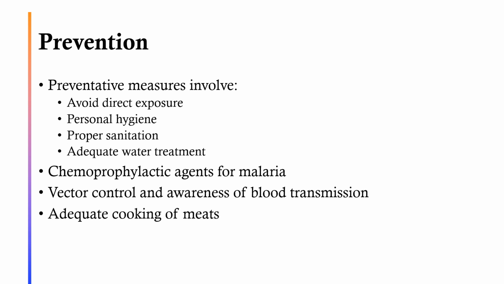If we're talking about some blood parasites, there are chemoprophylactic agents, especially for malaria. So if you are planning on traveling to an area that is endemic for malaria, a lot of the time they will give you these prophylactic agents so that you do not contract malaria. We also want to control various vectors, so controlling mosquitoes and ticks, so we're not transmitting it from these vectors to the blood. And then lastly, adequate cooking of meats and various food types. We can also make sure that we are eliminating any fecal-oral contact by practicing safe sexual activities.